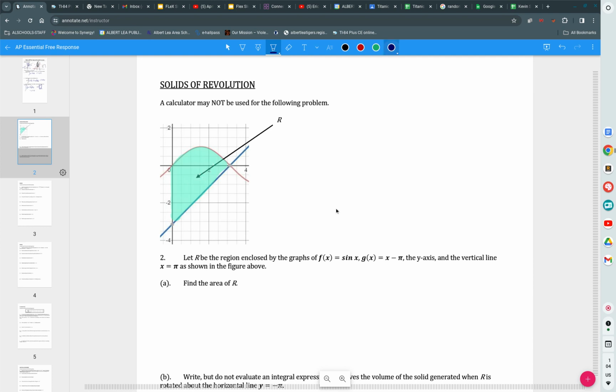So let's just first look at this obvious piece here. What's the function on top? Yeah, so we could see very clearly that this is sine of x on top, or in other words, f of x, and that the function on the bottom is g of x. So the other two things I need are my bounds. What is the bound over here? 0. And what's the bound here? Pi.